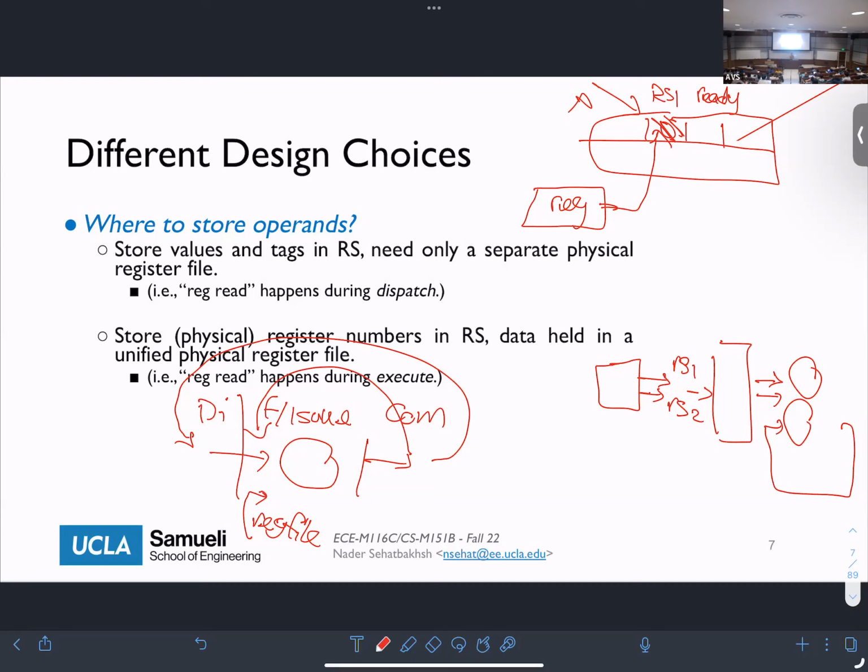The pros and cons of each one: if you're doing this, then you need to deal with control signals here for your muxes. You need to add more muxes, and there is complexity associated with that. But the good thing about it is that you won't potentially have timing issues in your reservation station, and the design of your reservation station becomes much easier. Okay, so this is the trade-off between these two approaches.